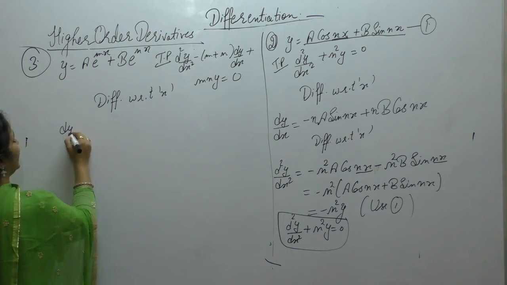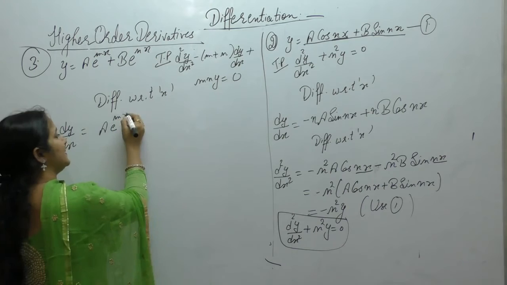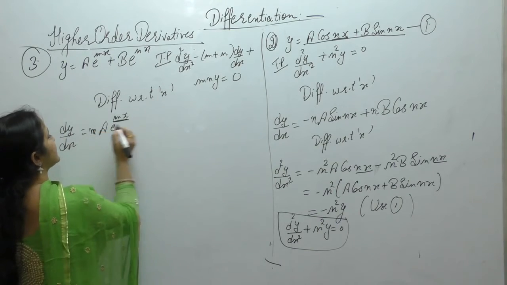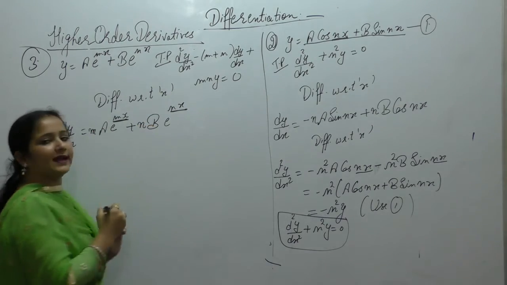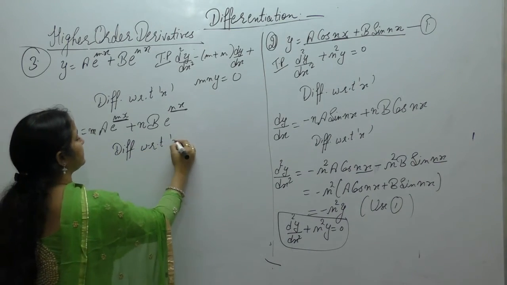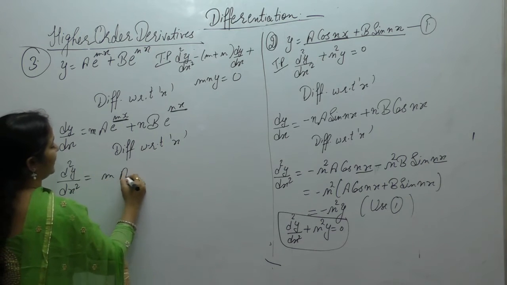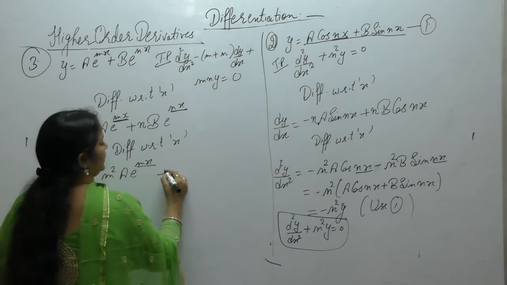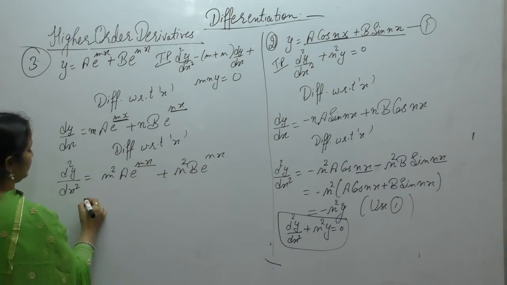What we get? dy upon dx, a e power x, derivative of that is e power x. Instead of x we have mx here, so derivative of mx is m, plus b e power nx, derivative of nx is n. Now again differentiate with respect to x. d square y upon dx square, m a e power mx, derivative of mx is m, so m square, b e power nx, so n square here. Now we want to prove this.